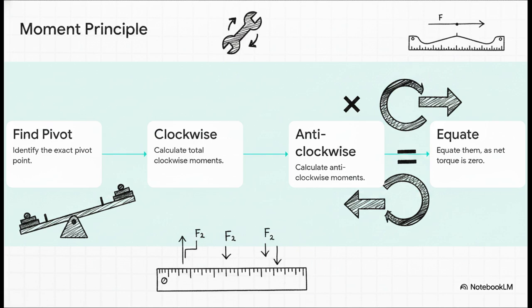Calculate the total clockwise moments using force times distance. Step 3, calculate the total anti-clockwise moments. And step 4, because the system is in equilibrium, just equate them. The net torque is 0, so clockwise equals anti-clockwise. Stick to these 4 steps and you'll nail any numerical they throw at you.